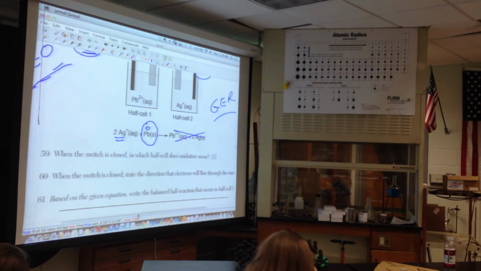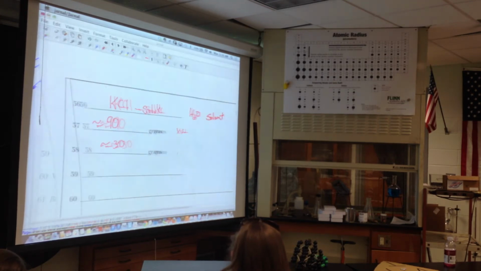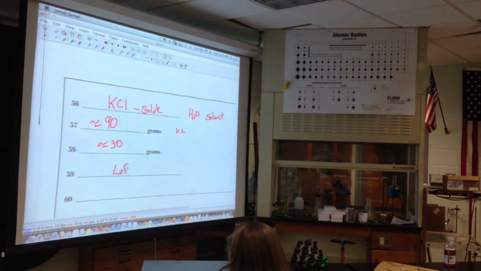Okay. When a switch is closed, in which half cell does oxidation occur? Oxidation, an-ox, is the lead half cell. You can say the lead half cell. An-ox, where the anode is. Why? Because the standalone metal is getting oxidized. Its charge is going up because it's losing electrons to the side that's gaining. So you could say the left side, you could say the one with the lead. Okay, very simple. So the left cell, the one that has the lead, works for me. It's the one that gets oxidized.